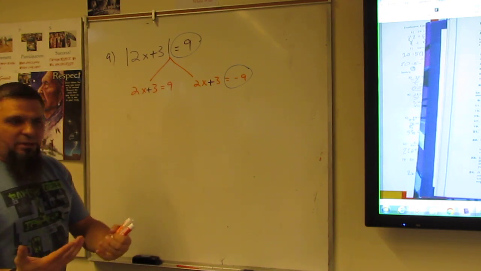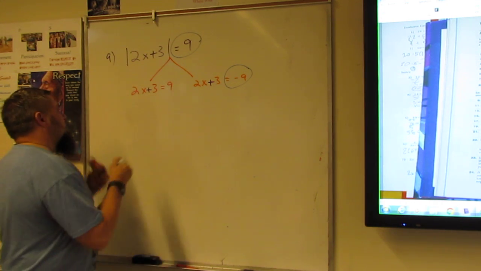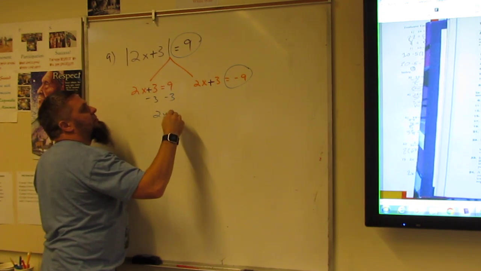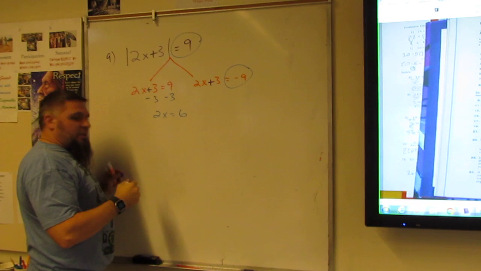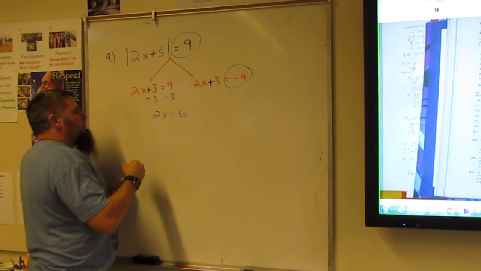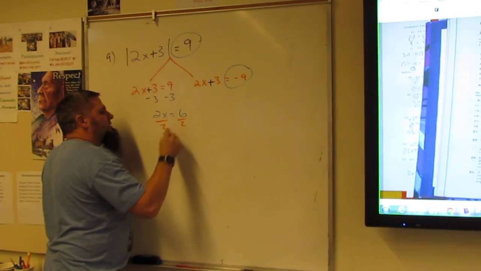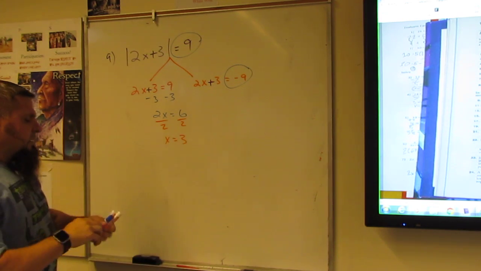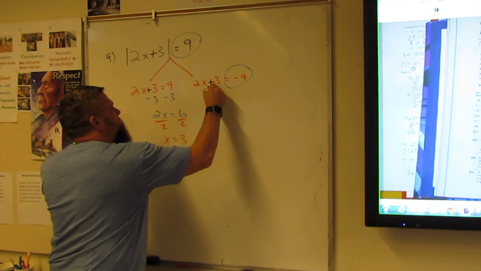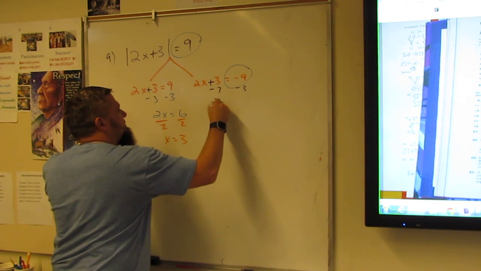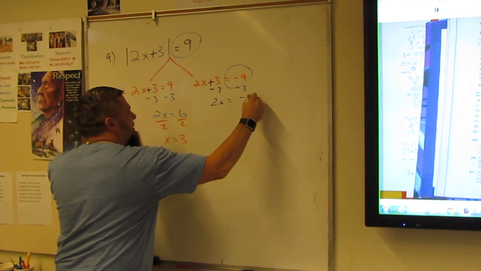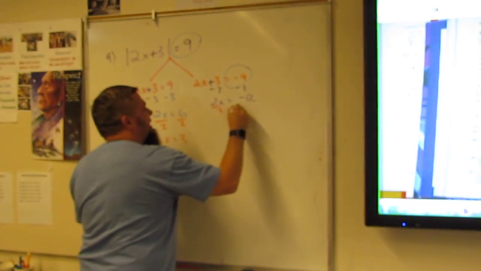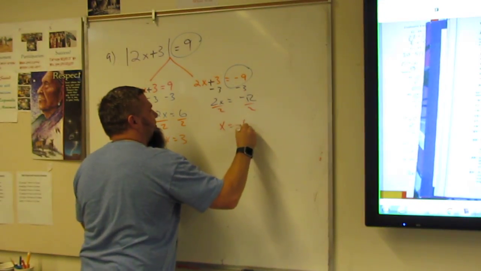So then we just solve it. I subtract 3, I get 2x is equal to 6. And then I divide by 2, and I get x is equal to 3. Then I come over here and I say, well, minus 3, I get 2x is equal to -12. And then divide by 2, and I get x is equal to -6.